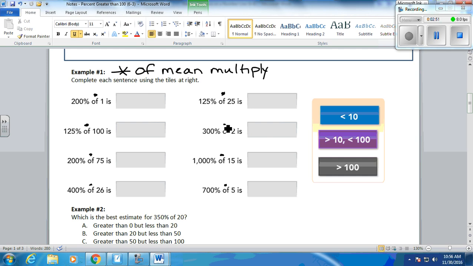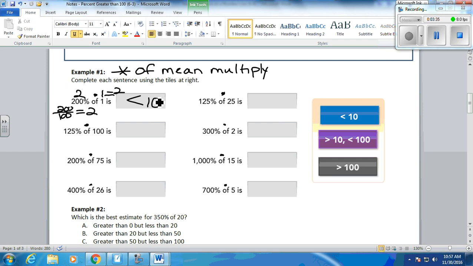So 200%, if we go back to the estimating, they said 200% is twice the whole. If I was to take 200% and change that back to a decimal, I would do 200 divided by 100, which is equal to 2. So 200% of 1 is, well, I get 2. And so, is that number greater than 10, less than 100, less than 10, greater than 100? It is obviously less than 10. So they're asking you to estimate and then make your decision. So I'll do a couple more with you just to show you how to deal with decimals and go from there.